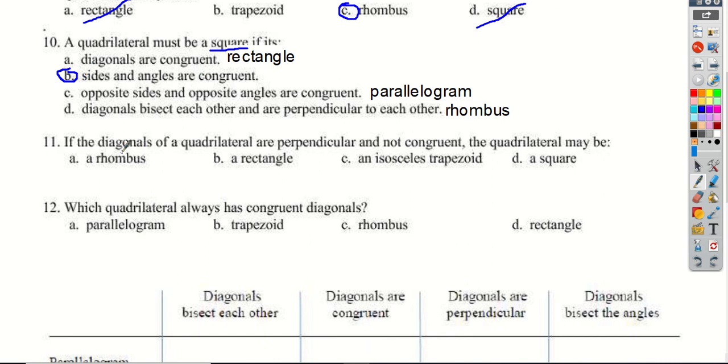All right, diagonals perpendicular, once again, not equal. So as soon as we know they're not congruent, that rules out isosceles trapezoid, square, and rectangle. So we're definitely talking about a rhombus again. And which of these diagonals is always congruent? There's 3. There's a square, which is not a choice, right? There's an isosceles trapezoid, which is not a choice. And the last one is a rectangle.